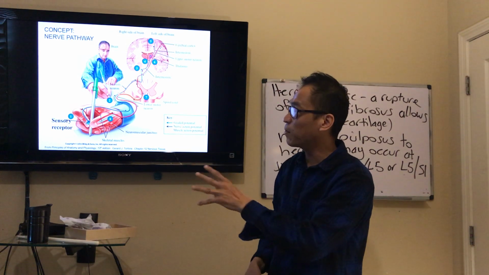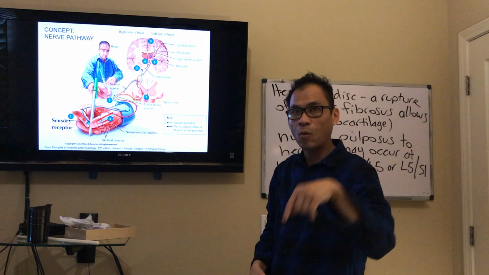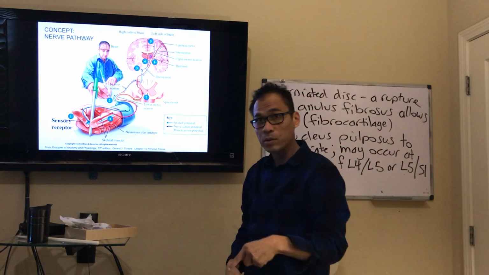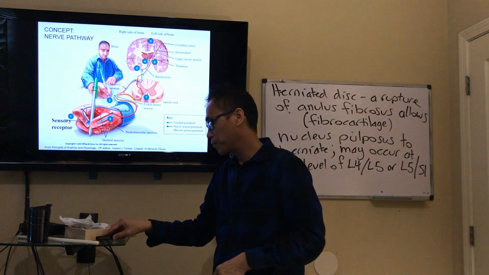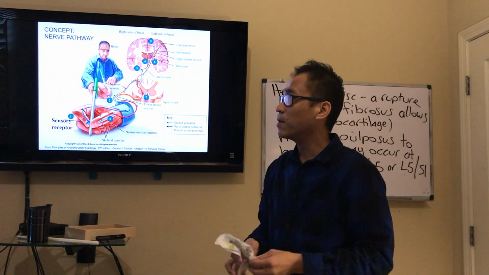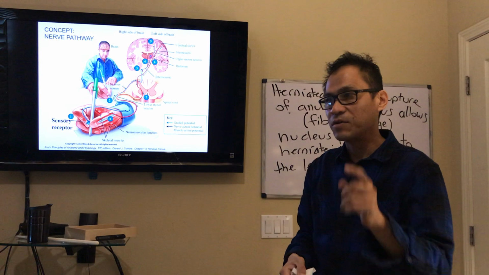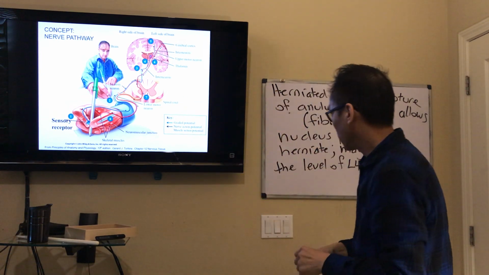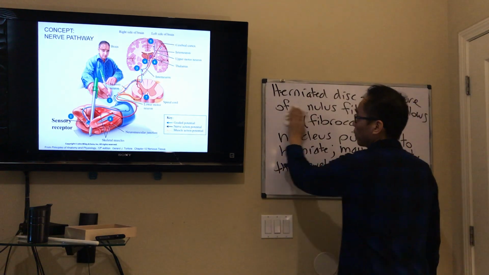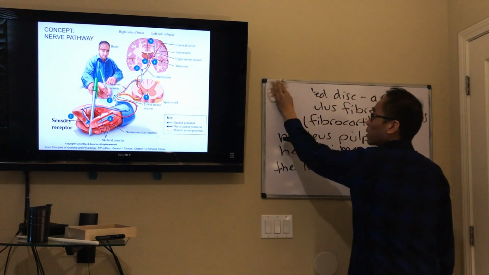So let's talk about these nerve pathways. You have one going up and one coming down. The one going up is the sensory pathway, and the one going down is the motor pathway. The idea of a pathway, again, is you have a series of cells in order, and they're all in communication with one another.